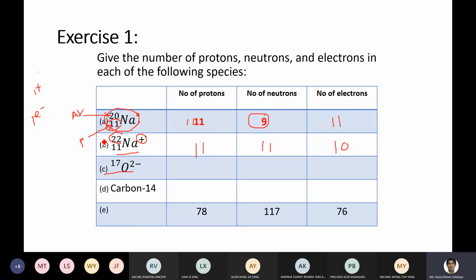For oxygen, it's already given, right? Oxygen is O, and it is carrying a 2 negative charge, and it has 17 as the mass number. So the proton number of oxygen is 8. Of course, it cannot be changed. Even if it is not given, we know from the periodic table that for oxygen it is 8. It's kind of its identity card number. So even if nobody tells me, since O is given or oxygen is written there, I know this is 8.